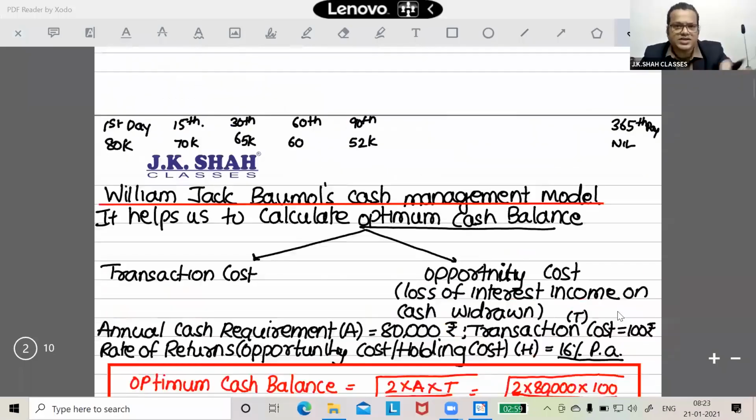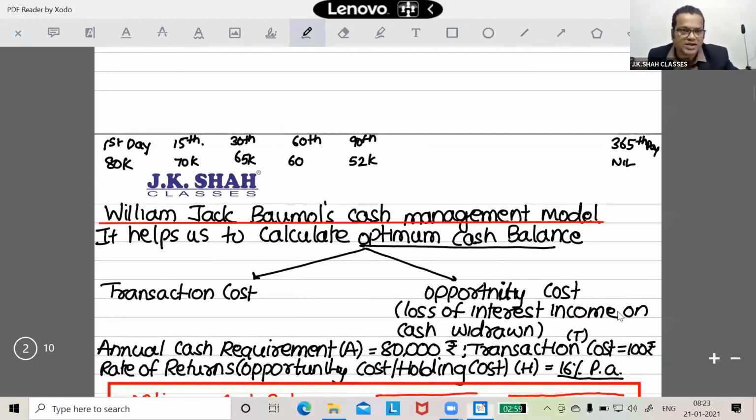No. So I think it will be wrong to say I lose all 16%. Let me show this timeline to you again. On day one, if you withdrew all 80,000, you would lose interest on all 80,000 for the full year. But then the claim is false.